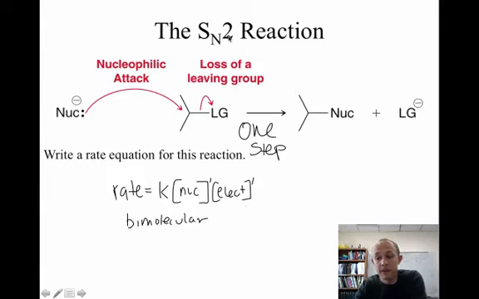Another way to think about this is a bimolecular rate means two things have to bump into each other in a single step. What is important to recognize about a bimolecular rate, and this makes sense, is if we decrease the concentration of one of our reactants, the likelihood of those two things bumping into each other is going to decrease, so the rate's going to decrease. That's why the rate depends on both the concentration of the nucleophile and the concentration of the electrophile. If we increase the concentration of either the nucleophile or the electrophile, that will increase the rate. If we decrease the concentration of either one, that's going to decrease the rate.